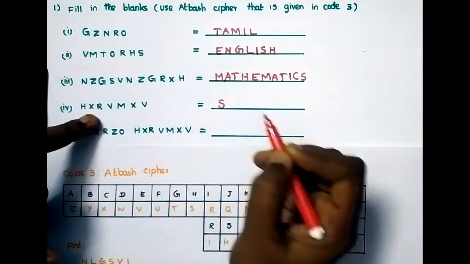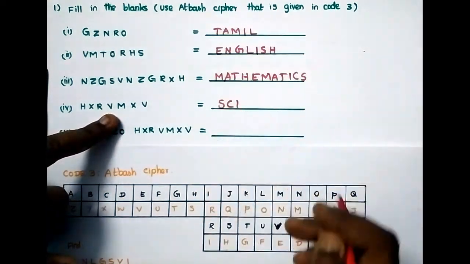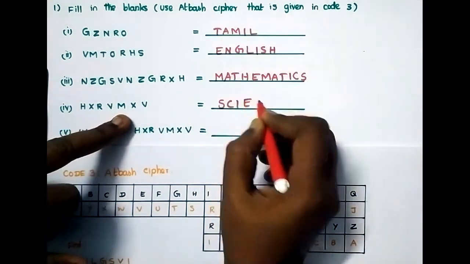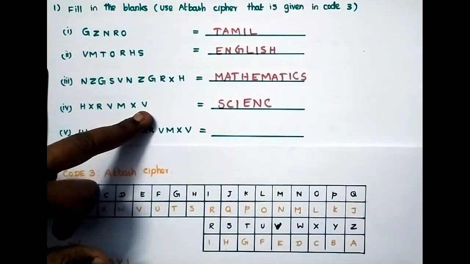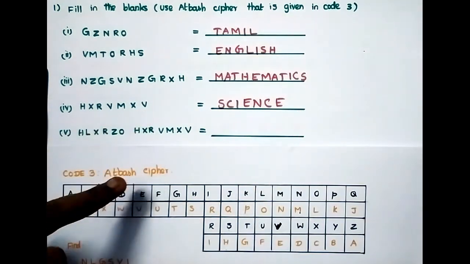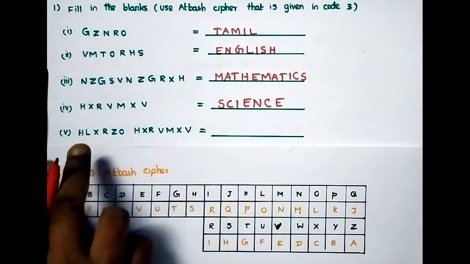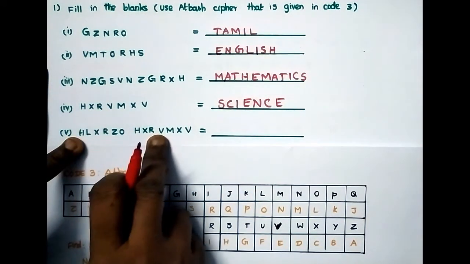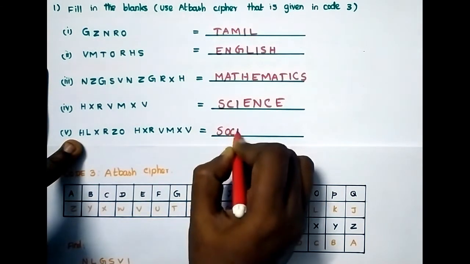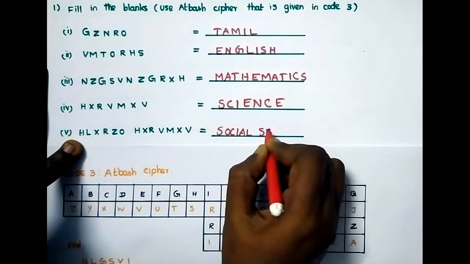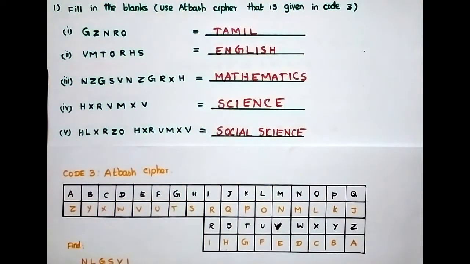And then H, S. X, C. R, I. V, E. MN, X again C, V E. So science. Like that, which one is this? Same words, so that is science. Like that, it is social science. That is the answer.